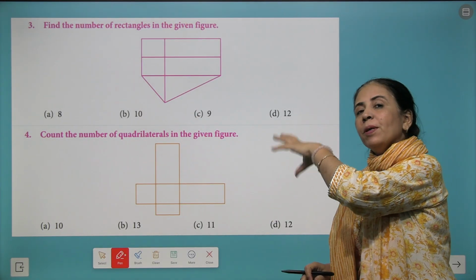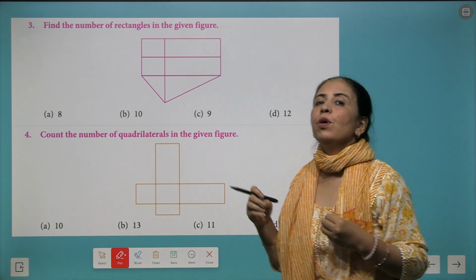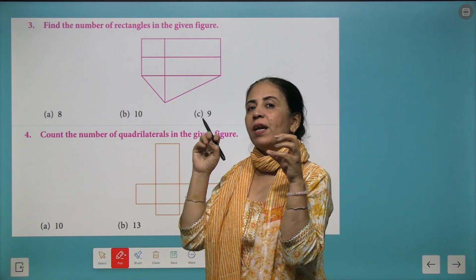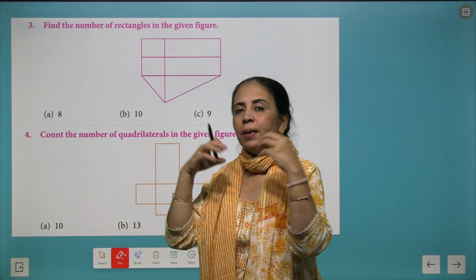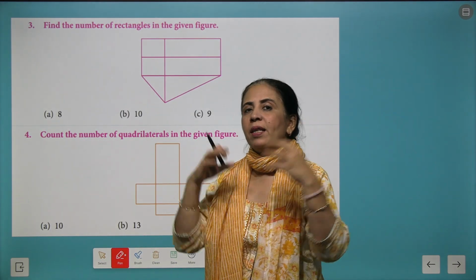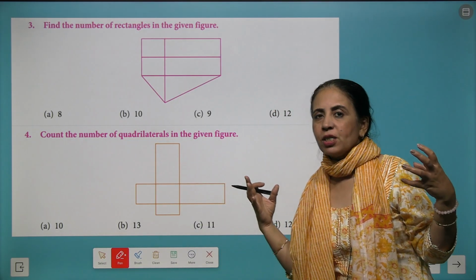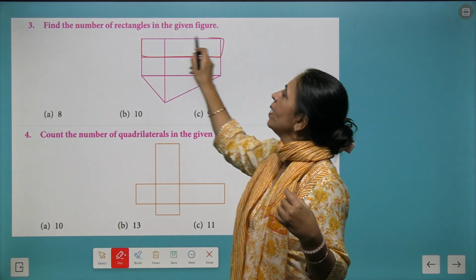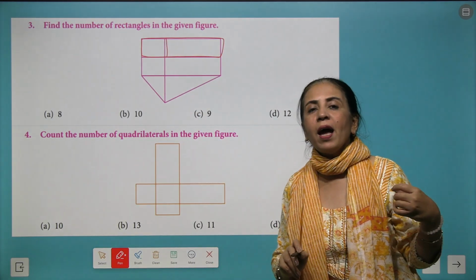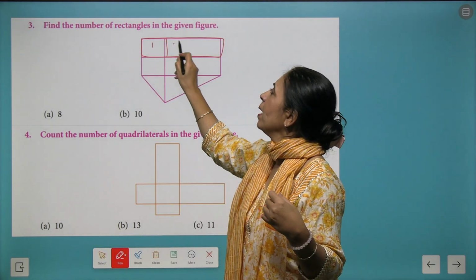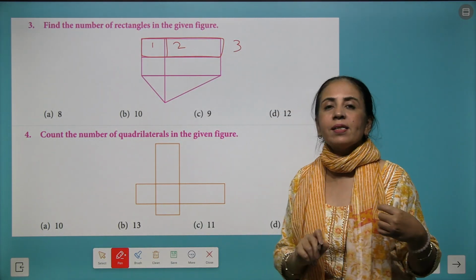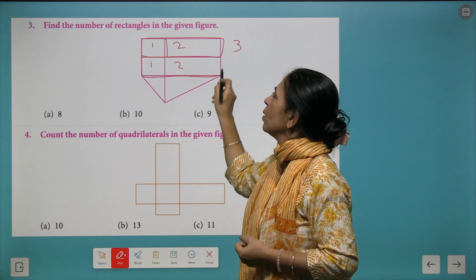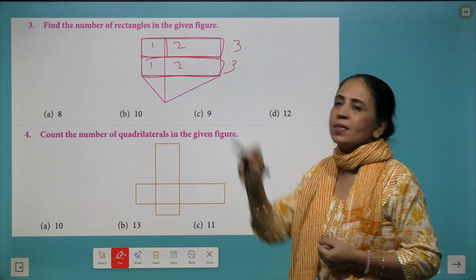Now, in question number 3, we need to find the number of rectangles in the given figure. First try to find the small rectangles, then go for a little bigger one, and then find the biggest rectangle that you could find. Looking at this one, it is divided by one line. So we say 1 plus 2, that gives you 3 rectangles here. Similarly, 1 plus 2, that is 3 rectangles come from this side.